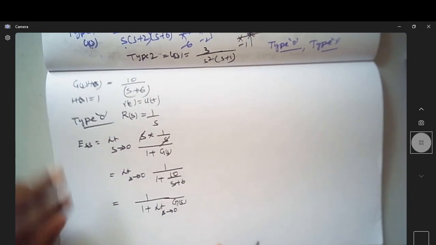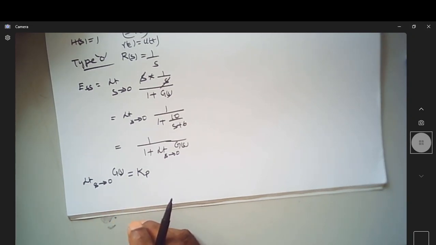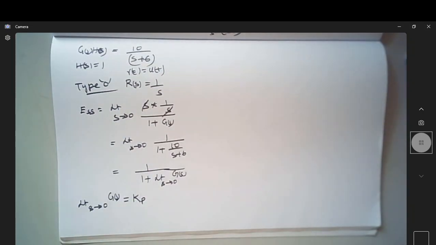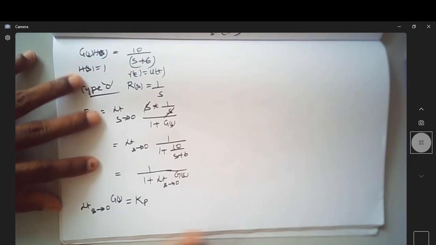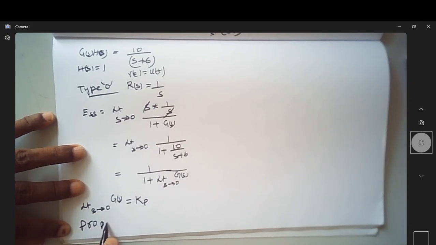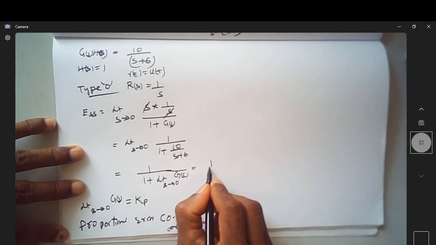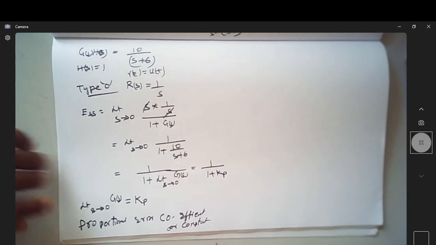Now we define this term, which is limit of s tending to 0 G(s), as Kp, the proportional error coefficient or error constant. So now ESS is given by 1 over 1 plus Kp.